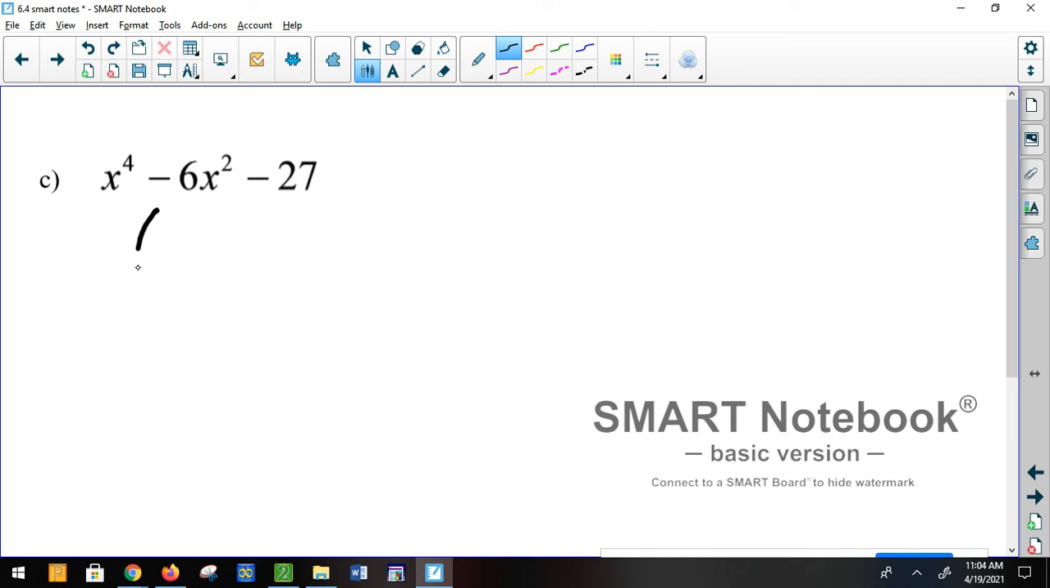All right. So again, set up the parentheses. You have x squared. What multiplies to negative 27 and adds to negative 6? It would be minus 9 plus 3.